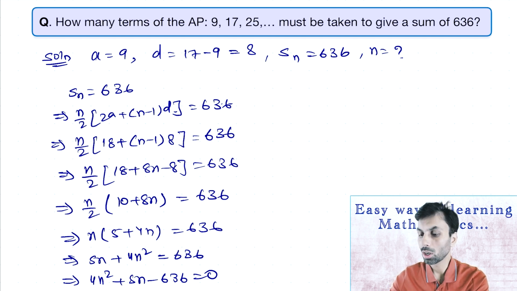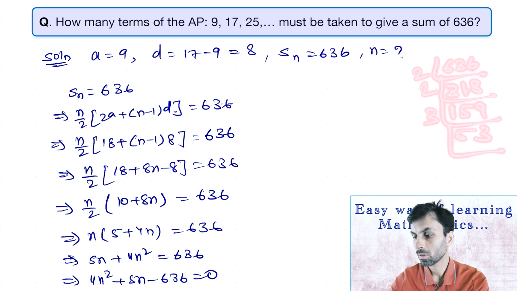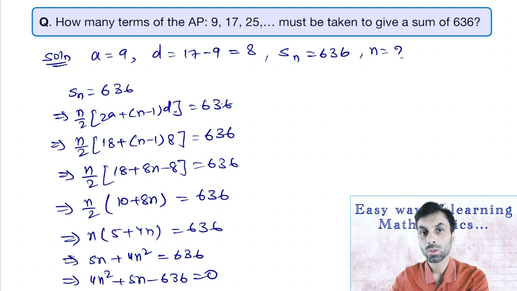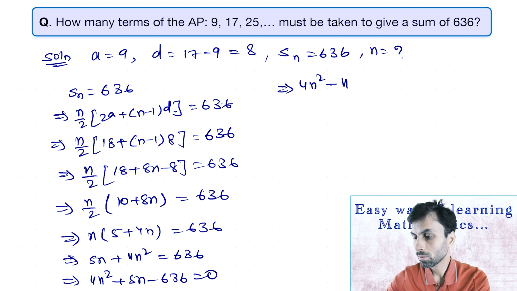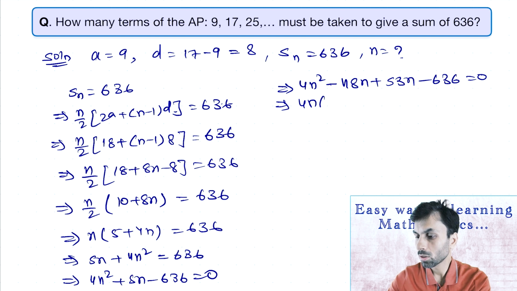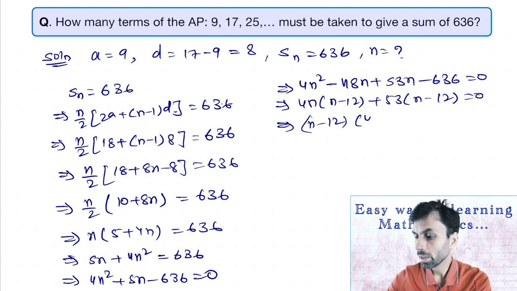Now we will solve it by factorization method. So by using the factorization concept and splitting 5n with the help of 4 and 636, we will get 4n square minus 48n plus 53n minus 636, which will be 0. We'll take 4n common, that will be n minus 12, plus 53 common, will be n minus 12 equals to 0. Further, we can write it as (n minus 12) into (4n plus 53) equals to 0.